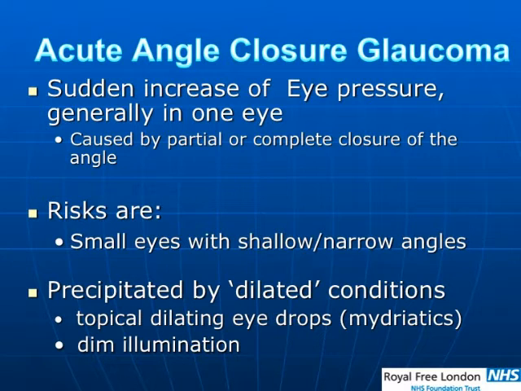So that was the open-angle glaucoma. Now, if we go to the other one, which is not that frequent, but very important because it's an emergency situation for the eye, it's the acute angle closure glaucoma. What happens there is you have a sudden increase of the eye pressure, and it's generally in one eye, and it's caused by partial or complete closure of this drainage angle.